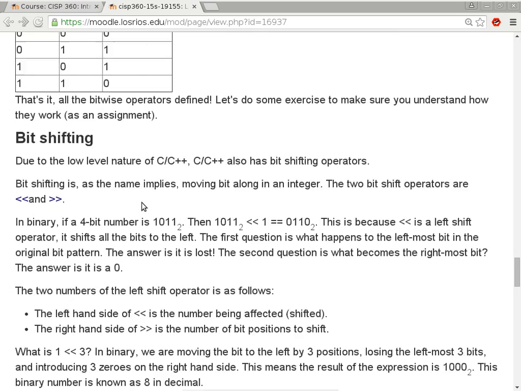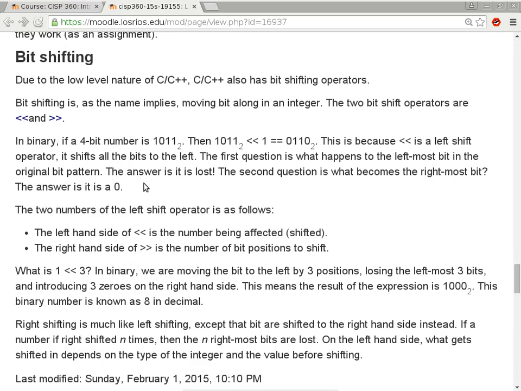bit shifting. Now, bit shifting, once again, is also a low-level feature in C and C++. The operators we are dealing with are two less-than symbols for left shifting and two greater-than symbols for right shifting. So let's take a look at what I mean when I say left shift.